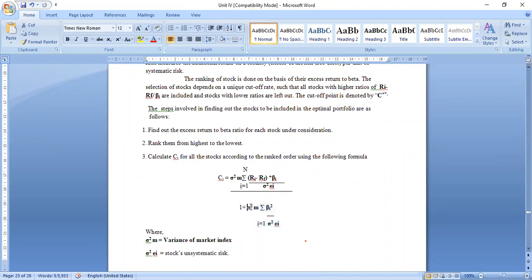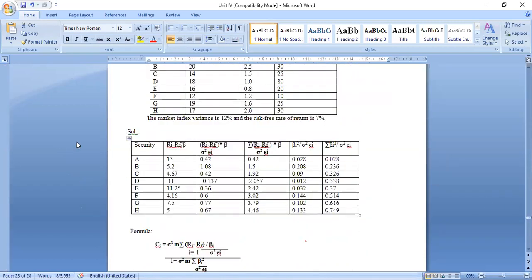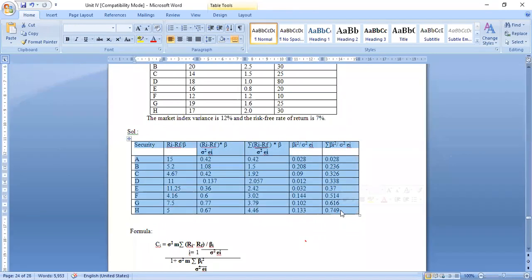We have no calculation for this because the value is already given with regard to the variance of the market index. In tomorrow's session, we will calculate the values of Ci, and then we will find out the largest proportion of investment in a particular security of a portfolio and the lowest investment. I hope up till here this particular table is clear. If this table is clear, then we will straight away write the formula and insert the values.